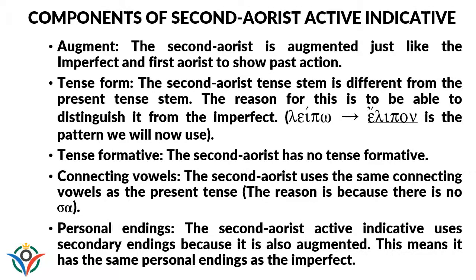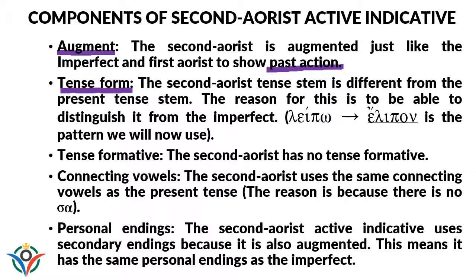So let's begin by looking at the components of the second aorist active indicative verb forms. Firstly, we see that they are augmented. The second aorist is augmented just like the imperfect and the first aorist to show past action. The tense stem: the second aorist tense stem is different from the present tense stem. The reason for this is to be able to distinguish it from the imperfect.